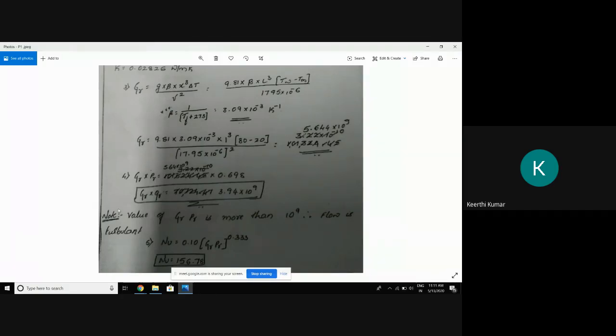Next, after that, we'll write a note. But in forced convection, what will we do? Instead of the 3rd and 4th step, we'll write the Reynolds number and we'll go for the note. But here, 2 steps are increased, one more step is increased. Then we'll write a note. The value of Gr and Pr, that is the product of Gr, Pr, is more than 10 to the power of 9. Therefore, the flow is turbulent.